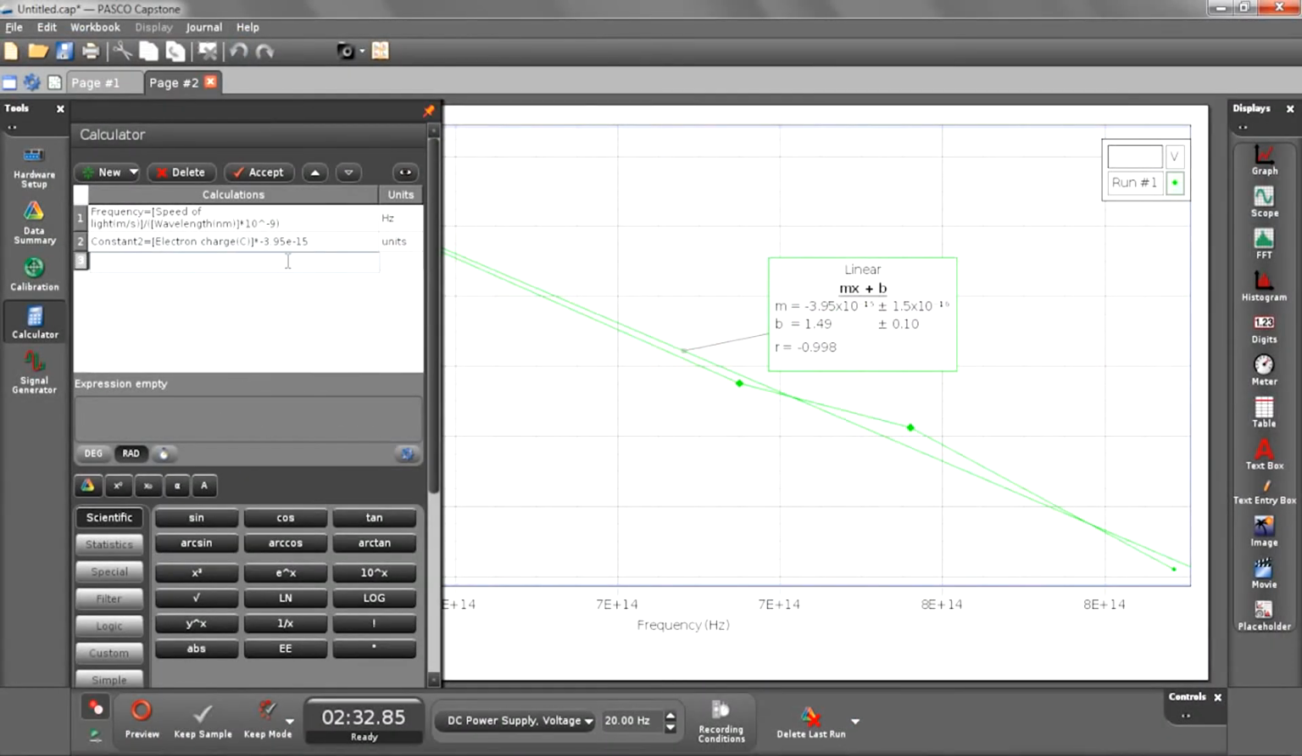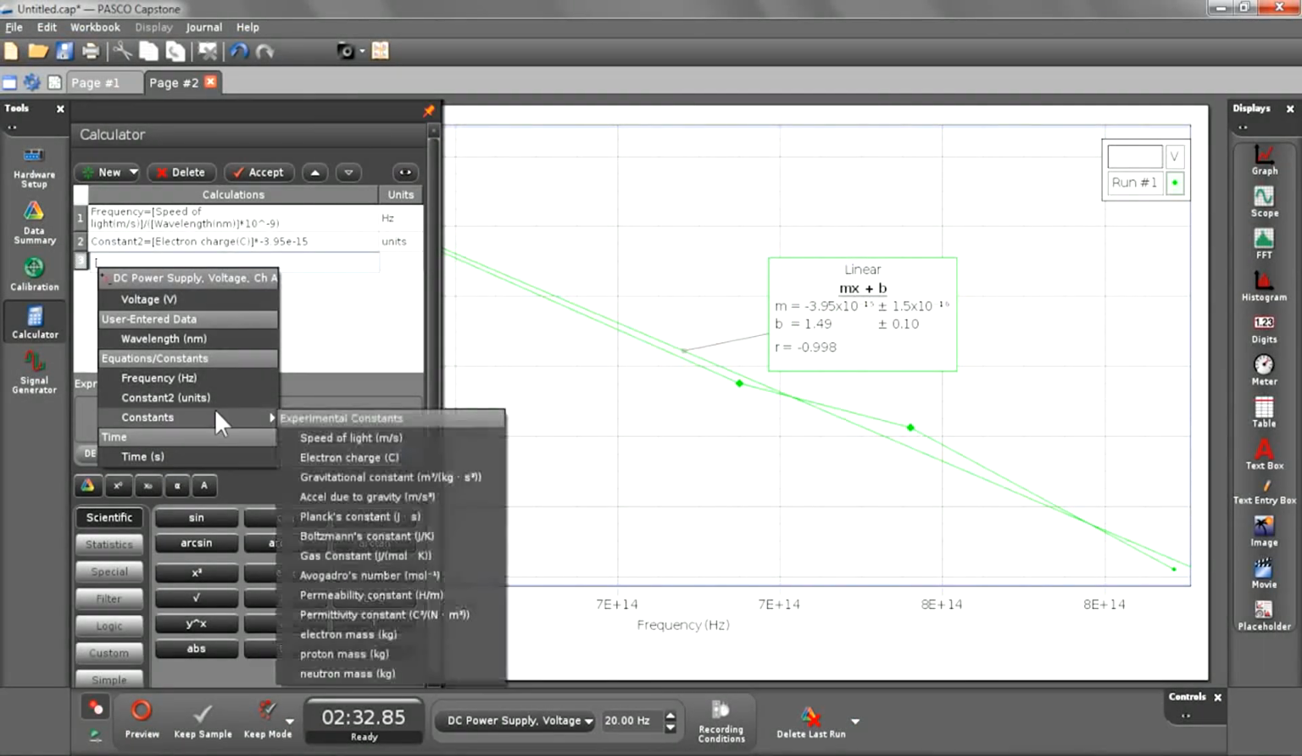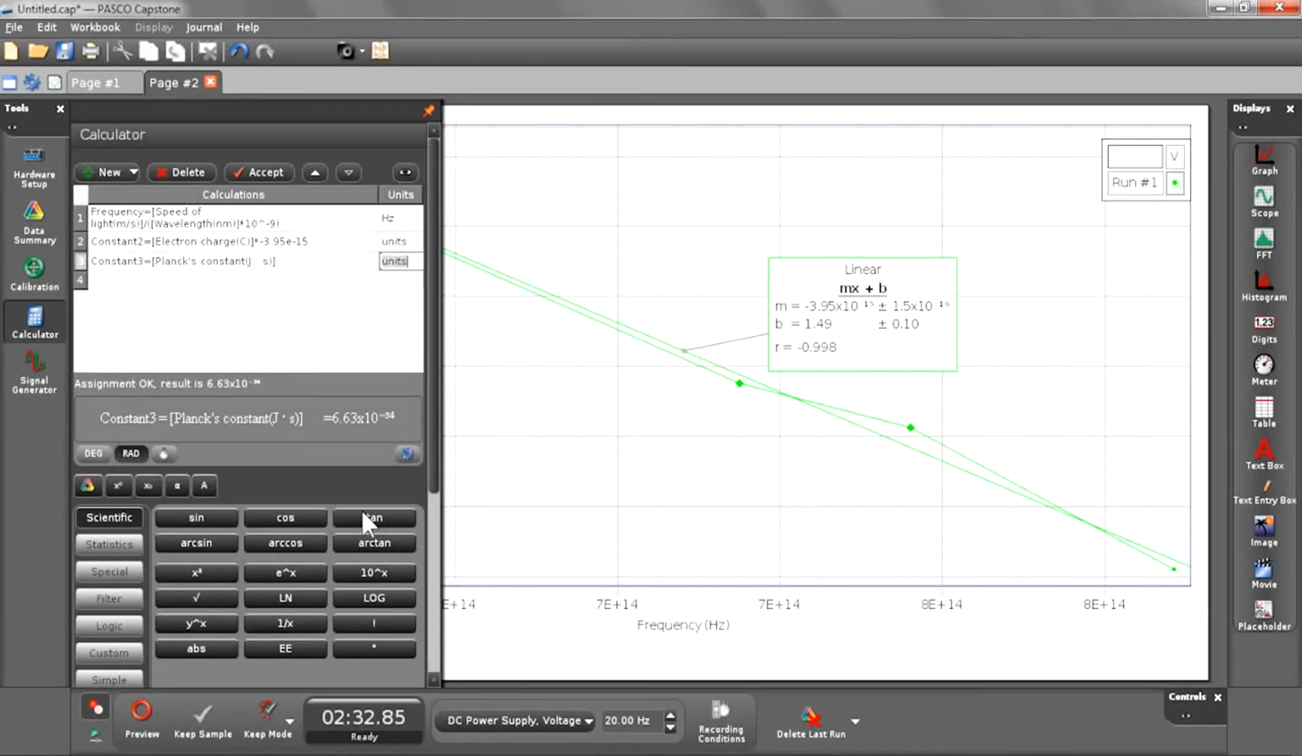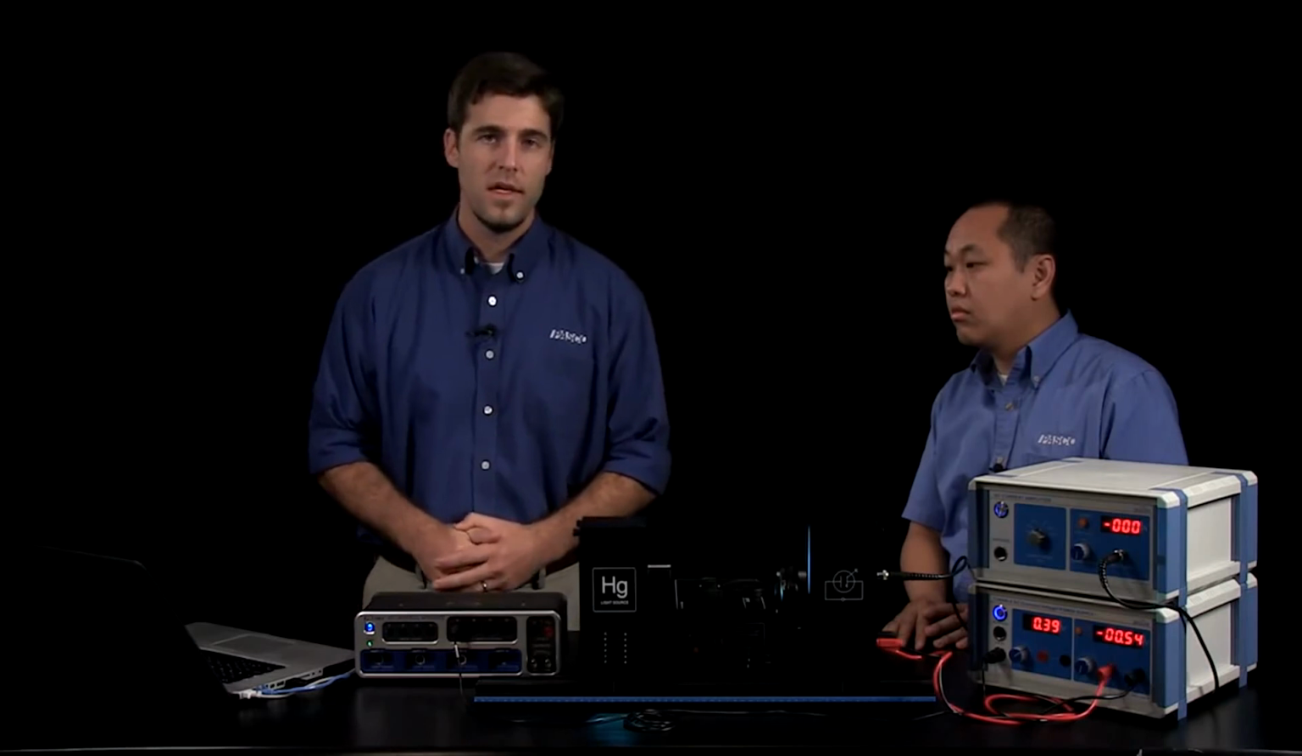How close are we? Well, we can go ahead and bring up Planck's constant if we need to compare. So we'll just create another expression that is Planck's constant, and that's 6.63 times 10 to the negative 34. And as you can see, we're pretty close. We're about 5% off. So seems to me that was a pretty successful experiment.